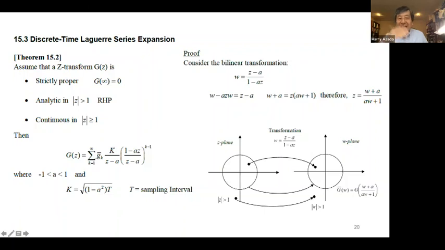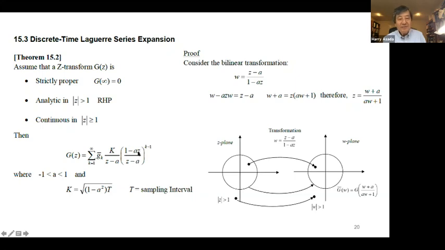The theory is slightly different from the continuous time. We deal with the Z transform G(z) from the beginning, and this one must satisfy three conditions as before: strictly proper, and analytic. And the main condition is analytic outside of the unit circle. Then it can be transformed to this Laguerre series expansion, where this major part is slightly different from the previous one: (1 - az)/(z - a).